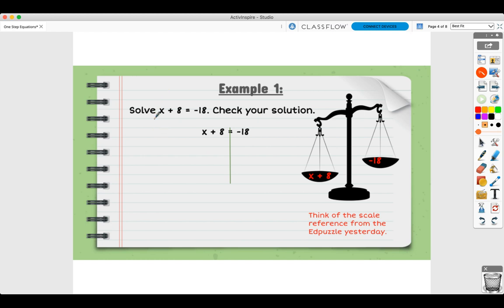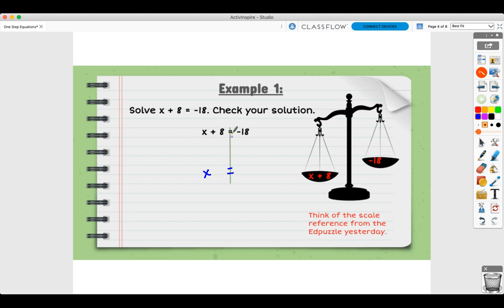Example: solve x plus 8 equals -18, and then check your solution. Think of that Edpuzzle that you watched yesterday about balancing, where you had an x, and this would be 8 positive blocks and this would be 18 negative blocks. How are you going to get it to be balanced? This is all about balancing, and we just talked about it on the last slide. Your whole purpose here is to get x by itself. You want the answer to look like x equals.